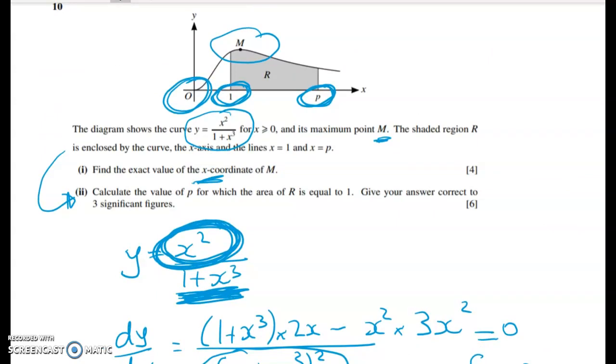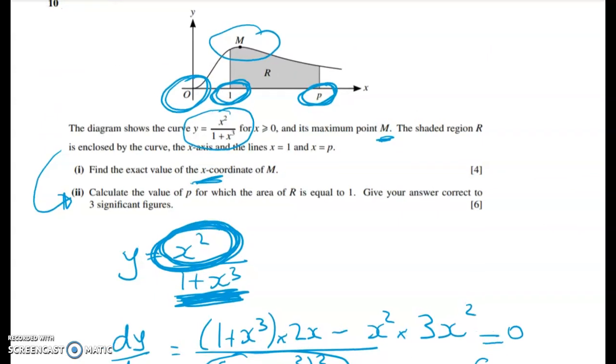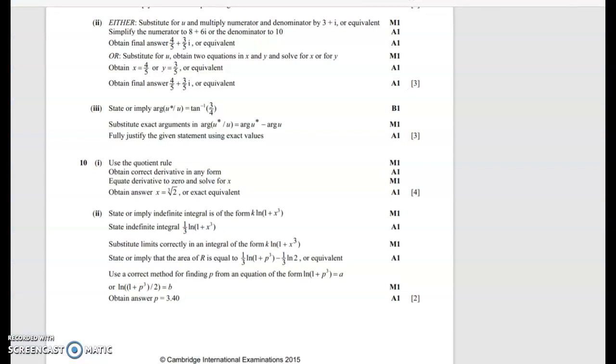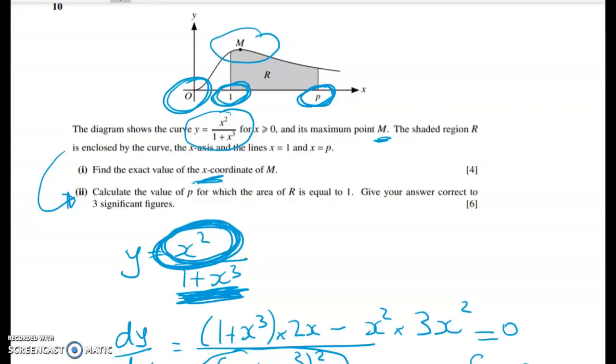I'm just going to hop over to the mark schedule and check that I haven't missed anything out. Okay, so here it is. Yep, that's fine. They didn't need us to do a second derivative test or anything like that. So that's the first part done. Now let's look at the second part where we have to do some integration.